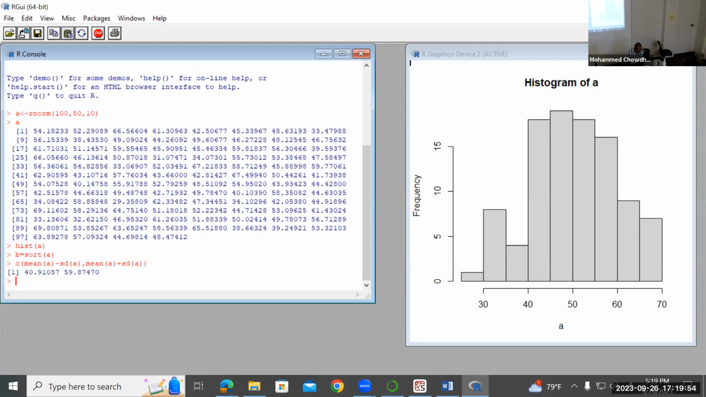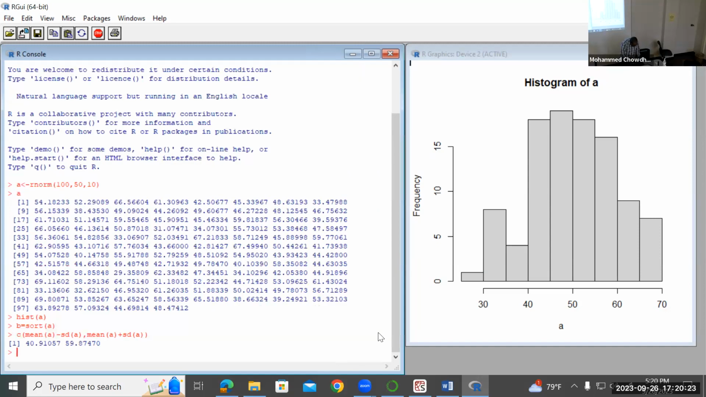So the values are 40.91 to 59.87. Within one standard deviation, I have computed mean minus standard deviation and mean plus standard deviation. The value is 40.91 and 59.87. Are you okay? Now we have to check what I said, 68%, right? Let me compute whether 68% follows or not. B is the sorted one.